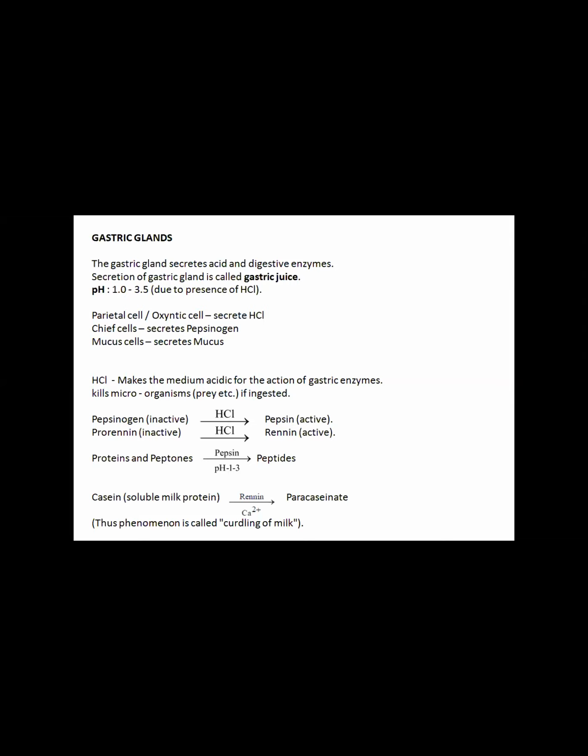Glands that are present within the stomach are known as gastric glands. And it's mainly going to secrete two things. One is acid that is present within the stomach, and the second thing is digestive juice containing all the digestive enzymes. Now, the secretion of this gastric gland is known as gastric juice.